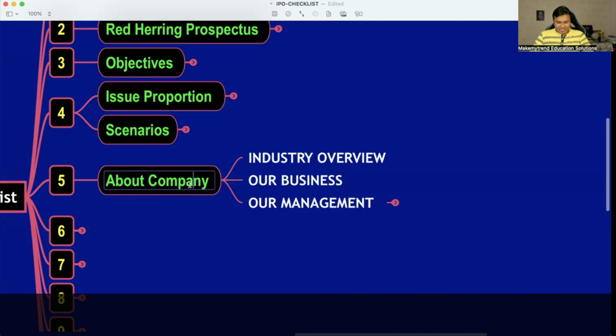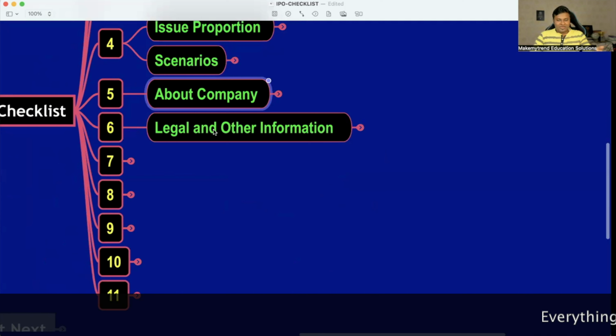Okay, now the next and very important point, which is almost similar to the one which we discussed right now, legal and other information.